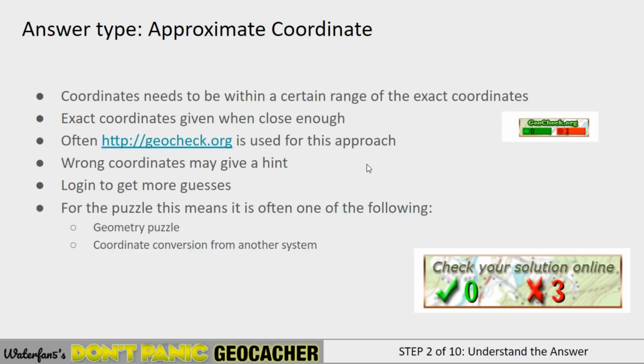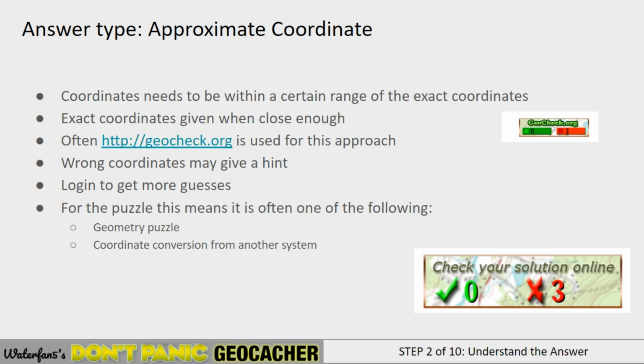An approximation coordinate is a coordinate where you don't need to give the exact coordinates. This is often used if there is some kind of puzzle involved, like a geometry puzzle where calculations have to be done. Calculations may not always result in the same value because they're not exact anymore. They might be off by one or two digits. So these checkers allow you to say that if you're within 5 meters, 20 feet, whatever the unit is, accept the answer as correct.